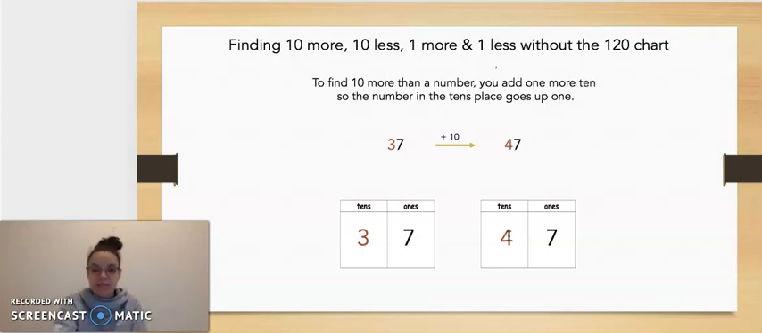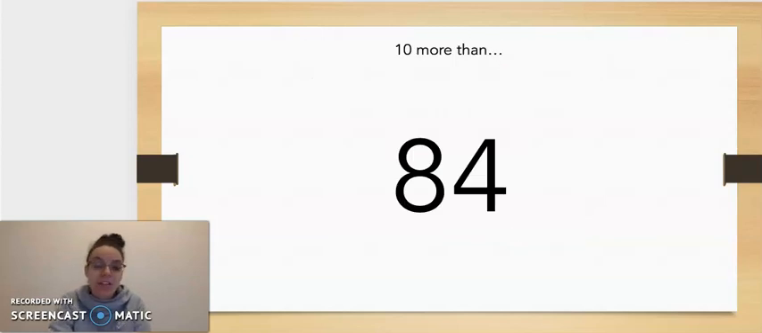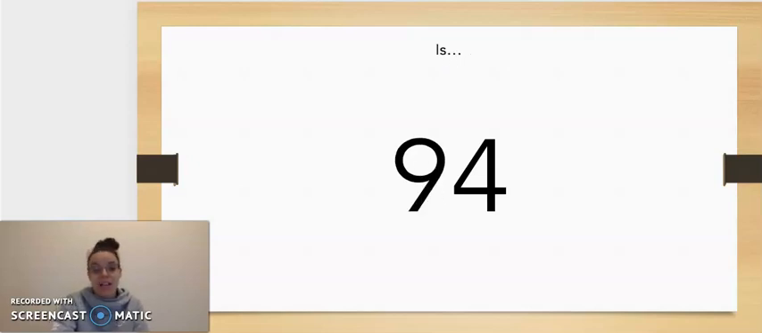Let's practice. So 10 more than 84, what number is in the tens place? 8. And if we're going to find 10 more, is that number going to get bigger or smaller? Bigger. So what's 10 more than 84? 94. Notice the ones place did not change. The 8 turned into a 9.